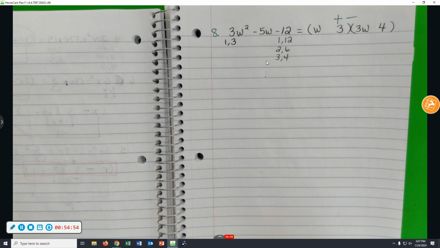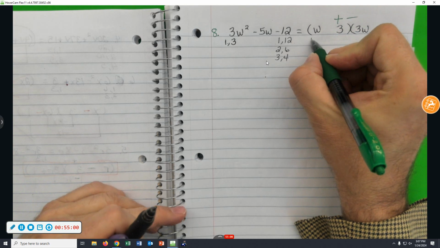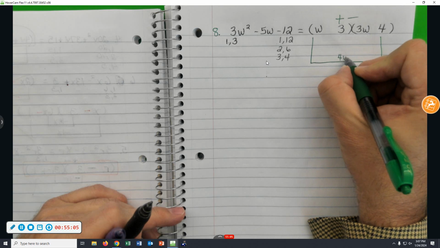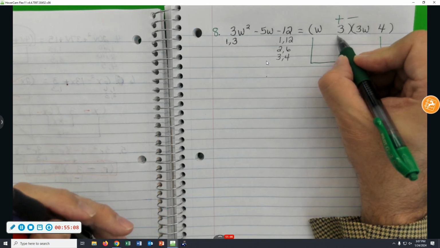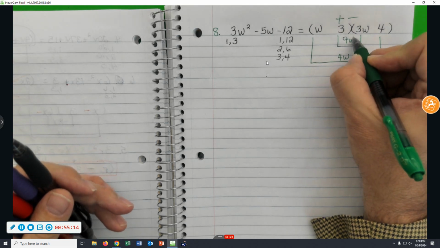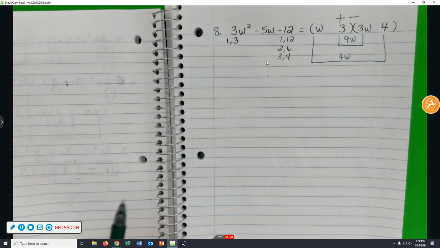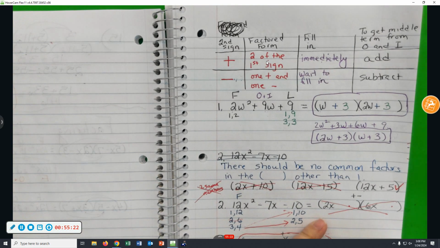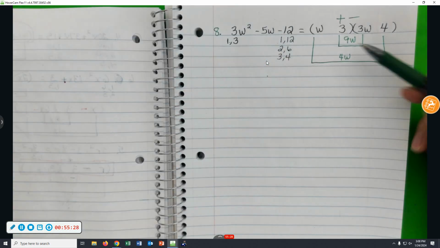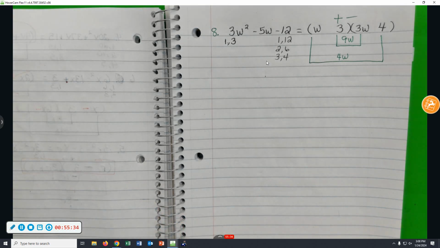Putting in our plus and minus, can we get a negative 5w? So I'm going to make those marks. This is the outer, and that's 4w. w times 4 is 4w. The inner. 3 times 3w is? 9w. Okay. It took me a while to get the hang of that table of yours. Can I subtract the outer and inner terms to get that middle term? If I subtract 9 and 4, do I get a 5? Oh, yeah.